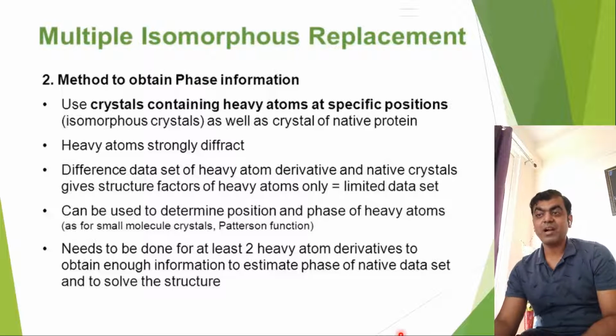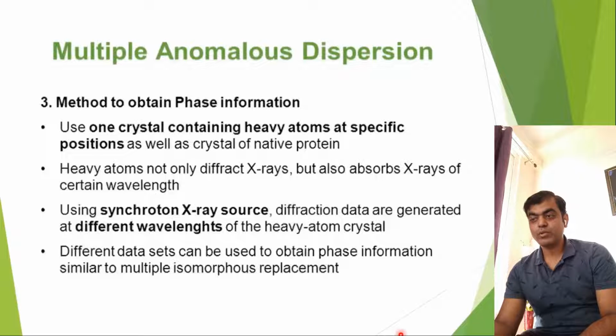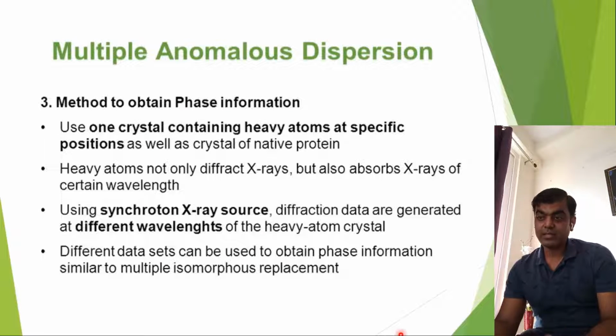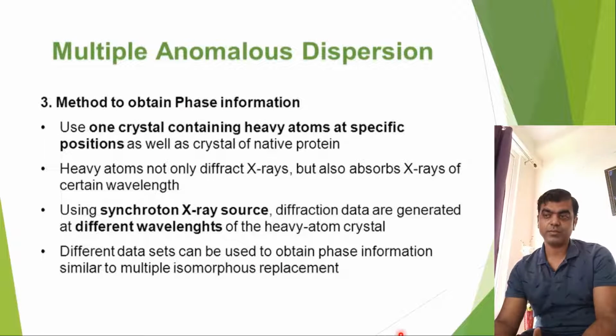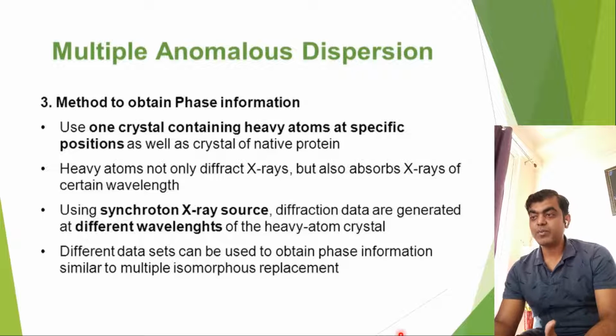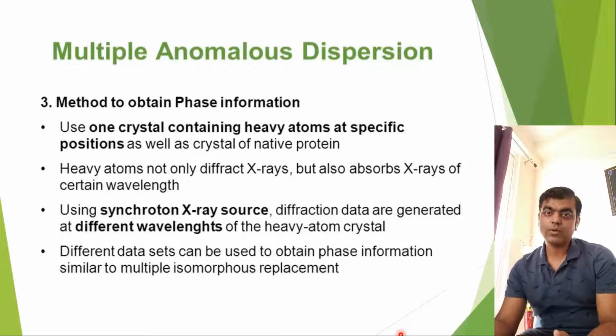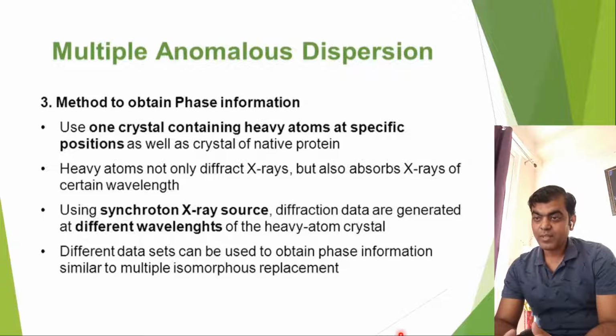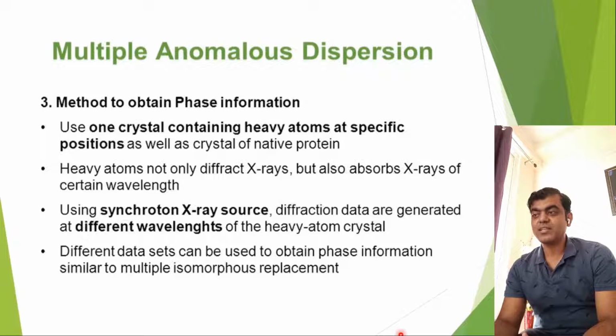Okay, so this is multiple isomorphous replacement. Isomorphous multiple, why? Because at specific multiple positions you are replacing or putting heavy atoms, and that is why it is called multiple isomorphous replacement. Then comes MAD. So please don't get mad, because it may be a little bit monotonous for you. Okay, so multiple anomalous dispersion.